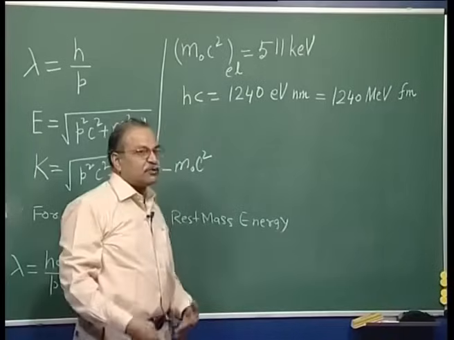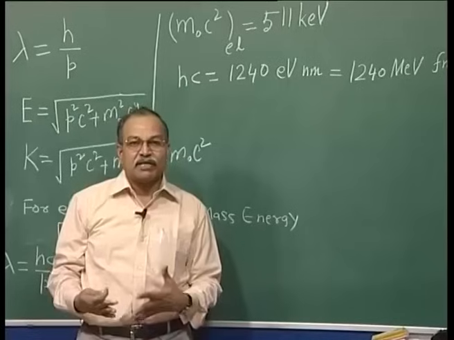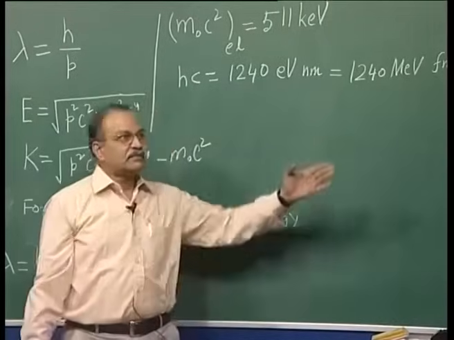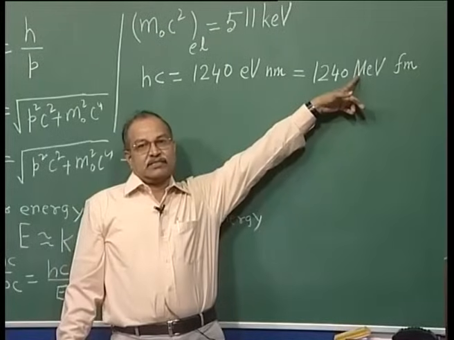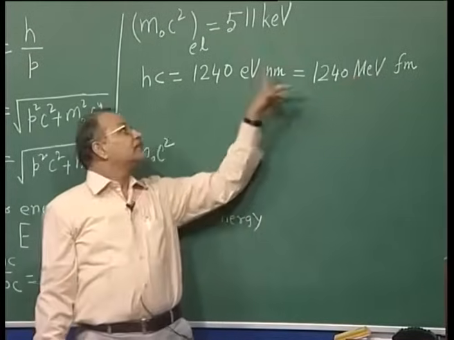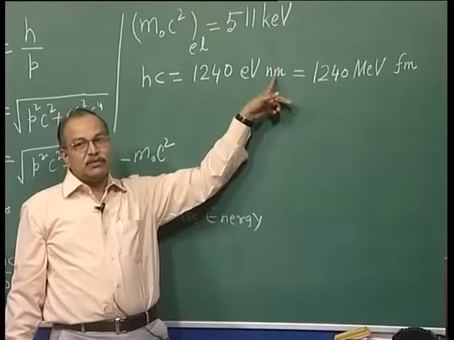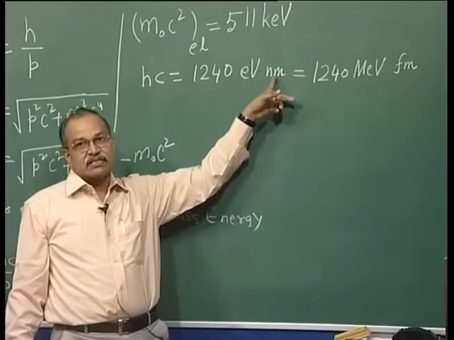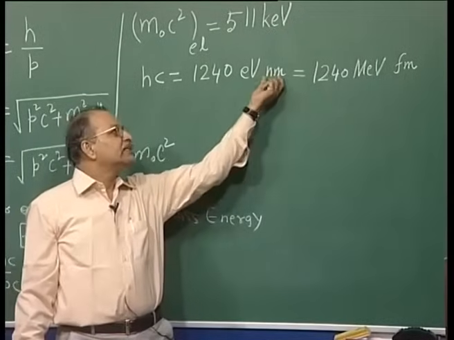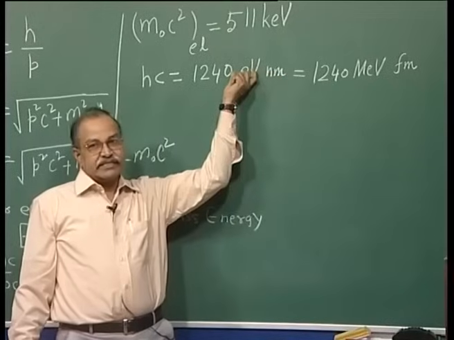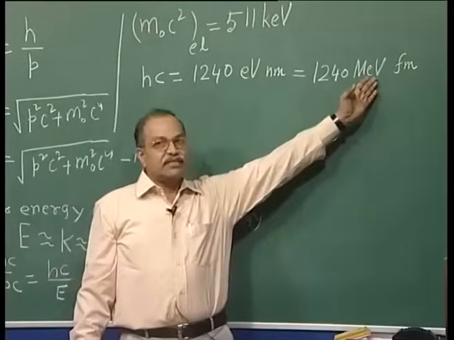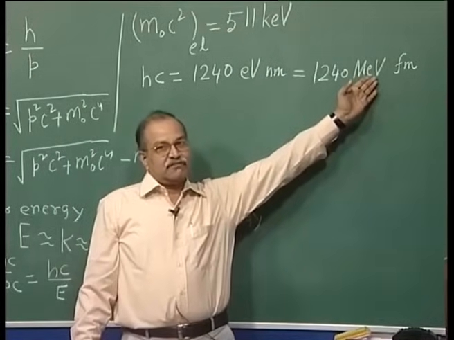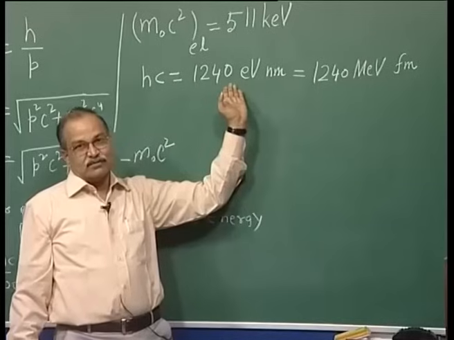FM is for femtometer. A femtometer is 10 to the power minus 15 meters. Capital M is mega, 10 to the power 6. So if you write electron volts here, you write nanometers, 10 to the power minus 9 meters, but the same thing you can write here in femtometers, and this is mega electron volts. In nuclear physics, this unit is more useful. In atomic physics, this unit is more useful.